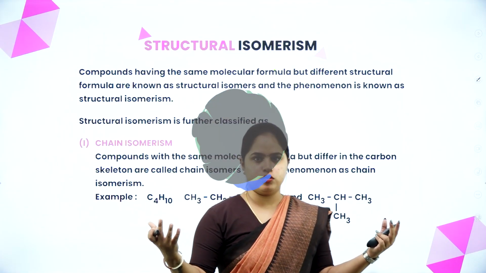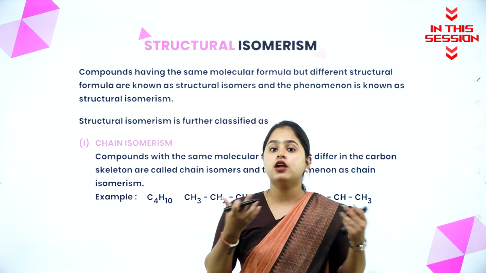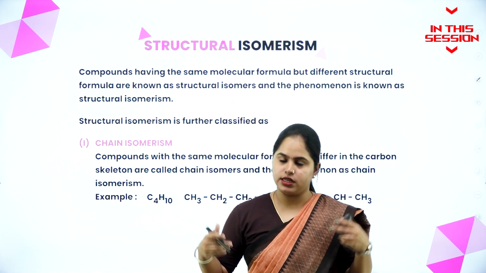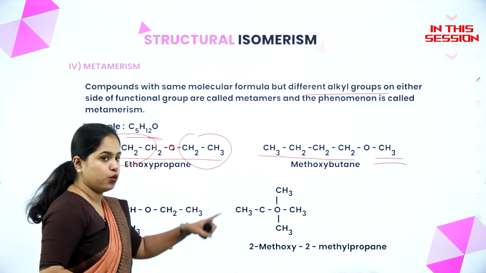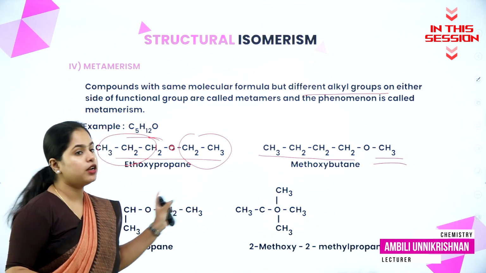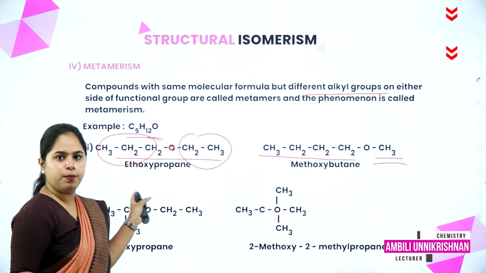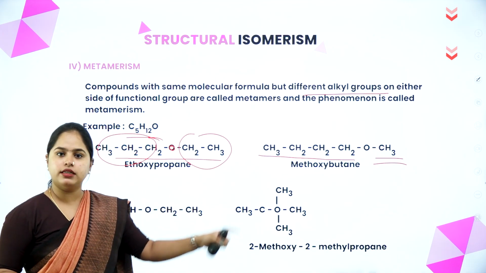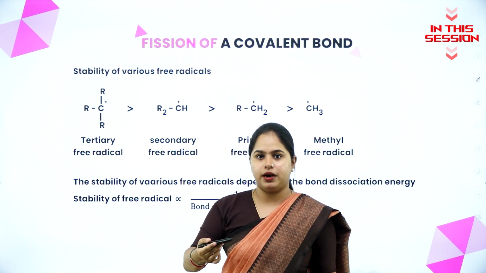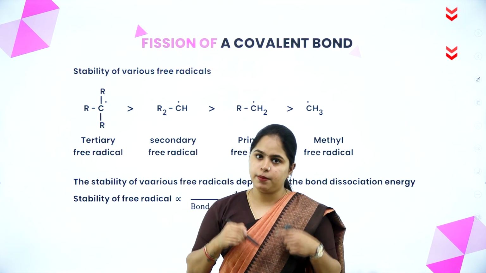The different compounds having the same formula but different structural formula are called isomers, and this phenomenon is called isomerism. If you compare these two, the molecular formula will be the same, just the arrangement of alkyl groups is different. I can make it ethyl and propyl or butyl and methyl. The carbon atom is further attached to how many carbon atoms? Based on that, you can say it is tertiary, secondary or primary.